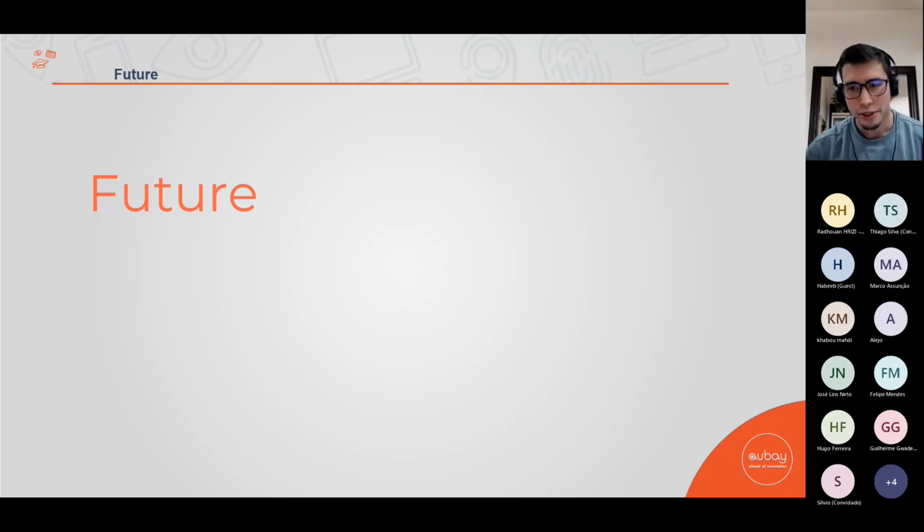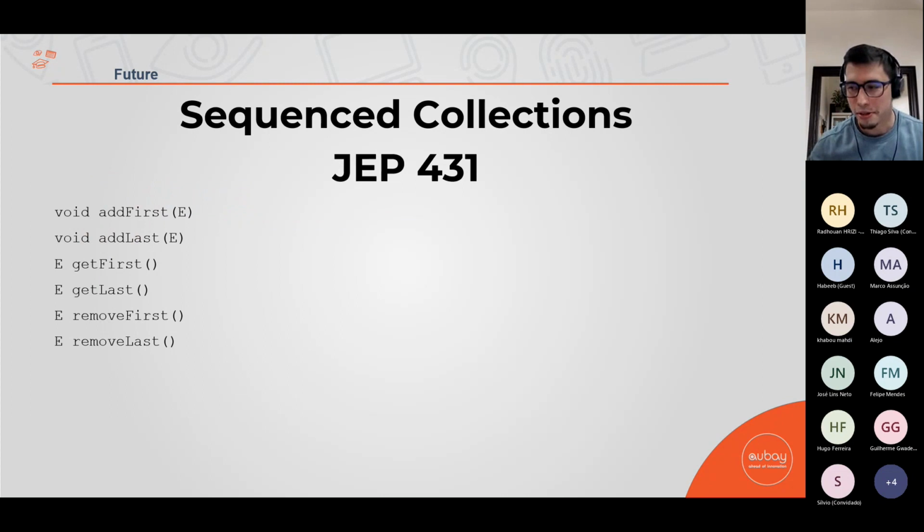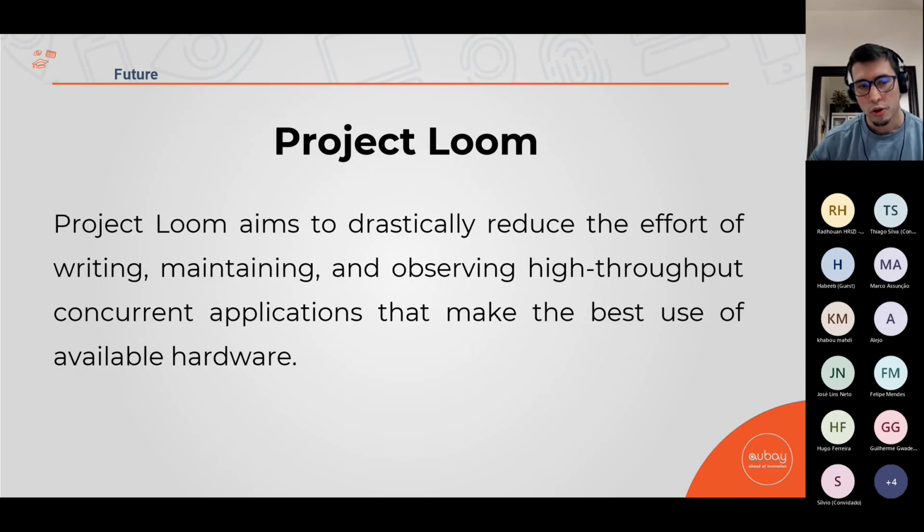So we will have in the new version the sequenced collections, done by JEP 431. And then you have methods like addFirst, addLast, getFirst, getLast, removeFirst, and removeLast. And I will also show you some projects like Project Loom. What is Project Loom? Project Loom aims to drastically reduce the effort of writing, maintaining, and observing high-throughput concurrent applications that make the best use of available hardware.